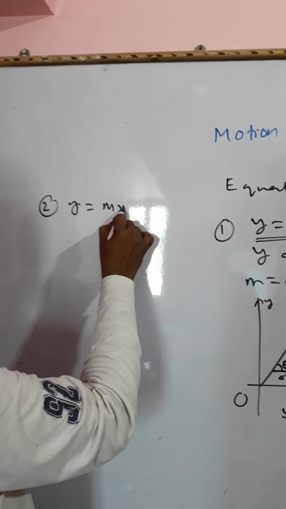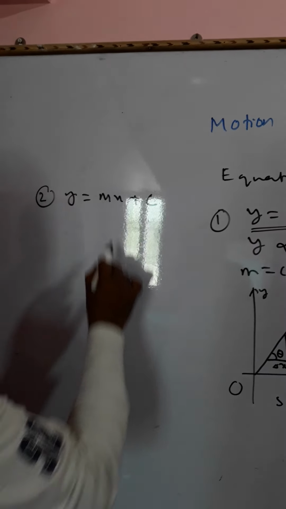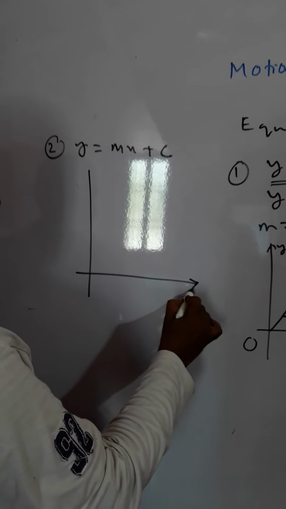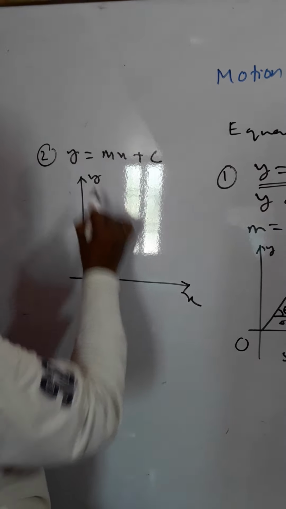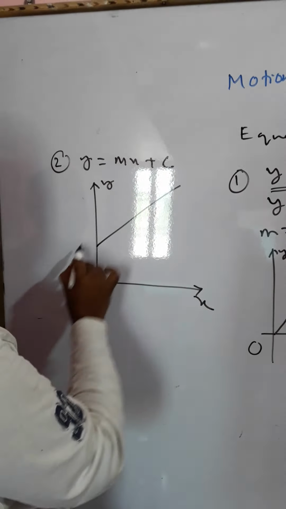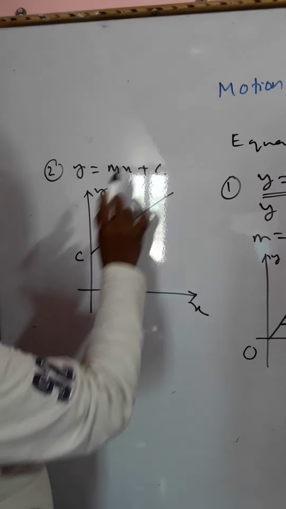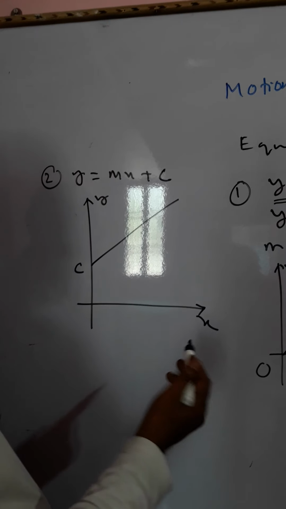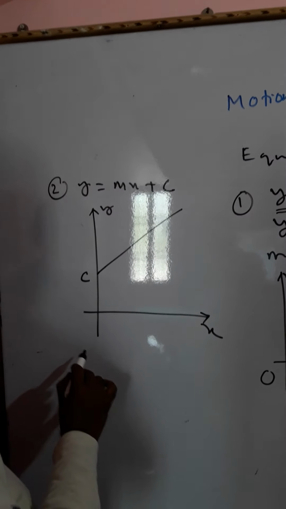Y equal to mx plus c. C is the intercept. The graph is like this, you go like this from c. Here c is a positive intercept. So y equal to mx plus c.